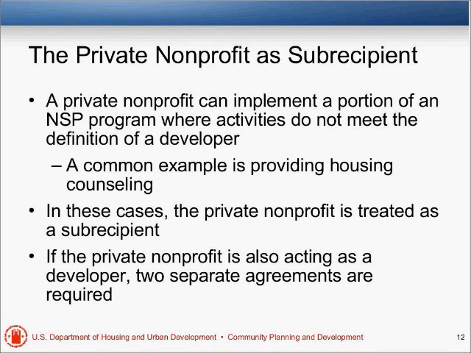One of the most common examples we see in the NSP program is housing counseling. In these cases, the private nonprofit is treated as a subrecipient, and if they're acting as both a developer and a subrecipient, so for instance, you have a nonprofit that is doing the development activity and also providing housing counseling, you need to have two separate agreements. As we're going to see in a couple of minutes, the difference between procurement rules and how each can be compensated, it just isn't possible to have one agreement that covers when they're acting as a developer and when they're acting as a subrecipient. So a private nonprofit can be both. If they are acting as both, you've got to have two separate agreements.